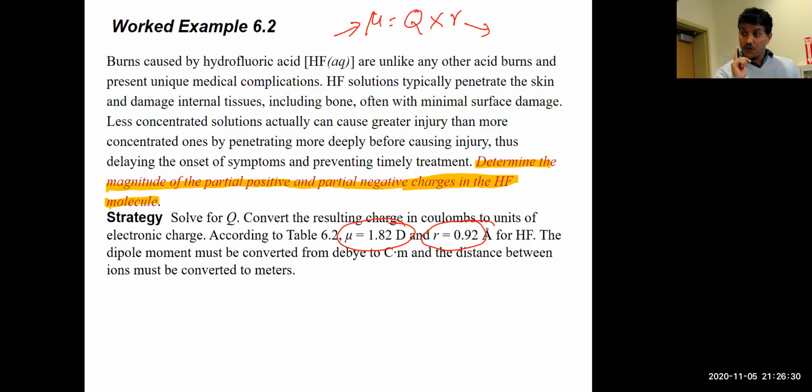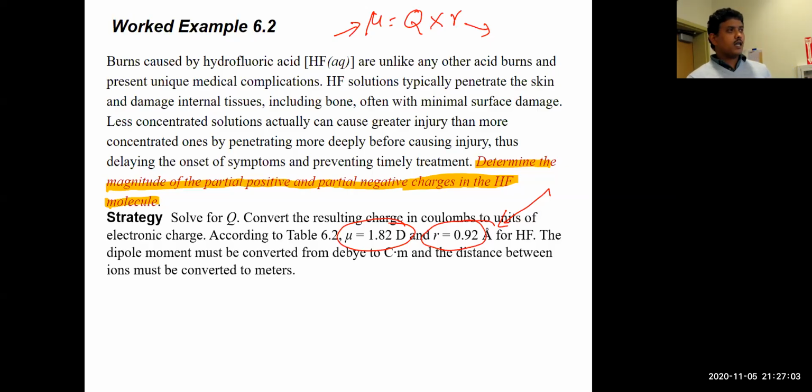The unit we are going to end up with for the partial charges is coulombs. Charges are expressed in coulombs, whether it's an electron charge, proton charge, or any charge. R, the distance, is currently in Angstroms, but you need to convert that into meters, because the Debye can be converted into coulombs and meters. That is how you can cancel the meters.